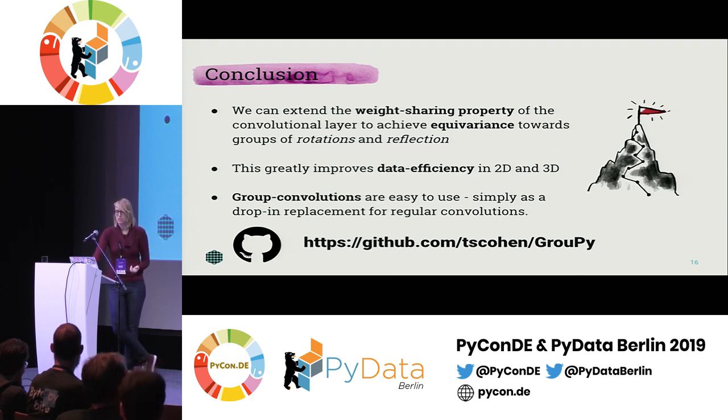So GCNNs, as far as we've seen, are way more data efficient in both 2D and 3D. And group convolutions are extremely easy to use. We have a package that's available for Keras, TensorFlow, PyTorch, and even Chainer, if that's your preferred framework. You can just use the group convolutions as a drop-in replacement for your normal convolutions and keep everything else the same. And for us, that has proved very beneficial. So I'm really looking forward to seeing other people use it as well.